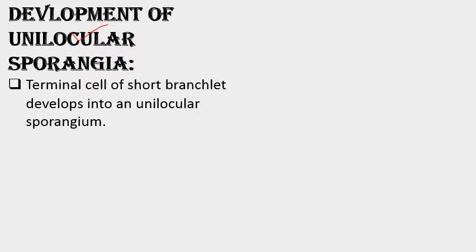Next we will discuss the development of unilocular sporangia. So how is this single-chambered sporangium produced in Ectocarpus? Firstly, any terminal cell of a short branchlet of Ectocarpus behaves as a unilocular sporangial initial. कोई भी terminal cell short branch का behave करता है unilocular sporangial initial, and finally that gets matured into this unilocular sporangium. Sporangium is a singular word and sporangia is a plural word.